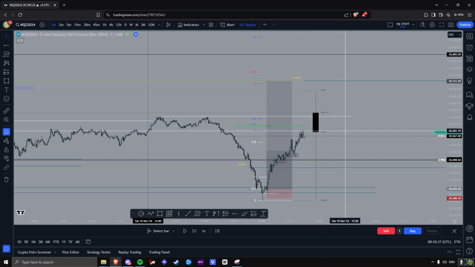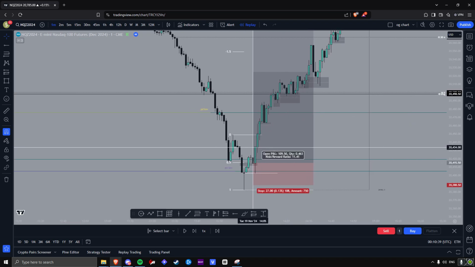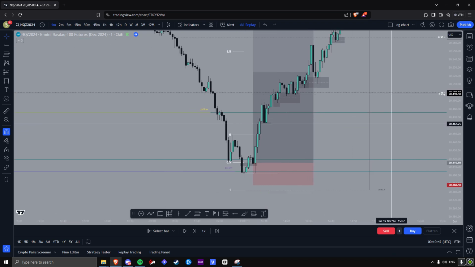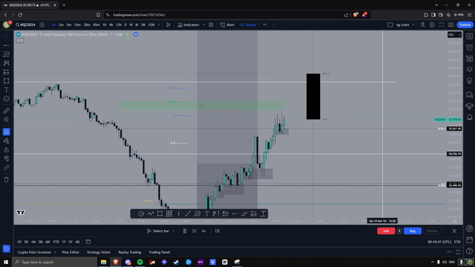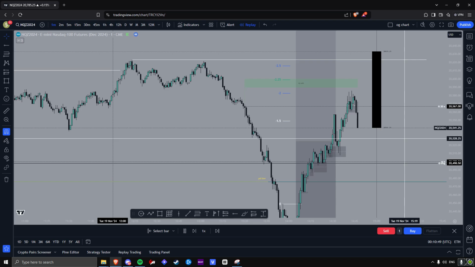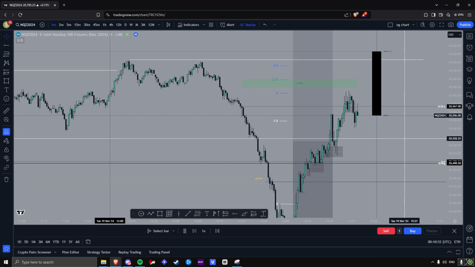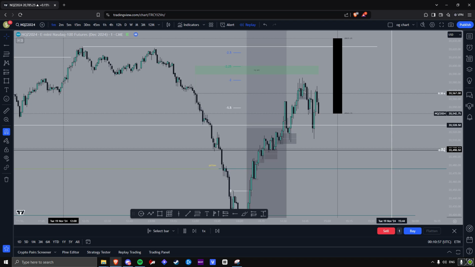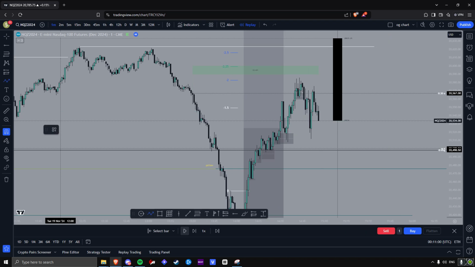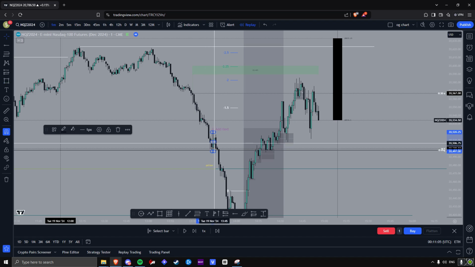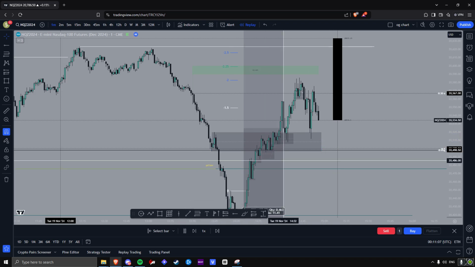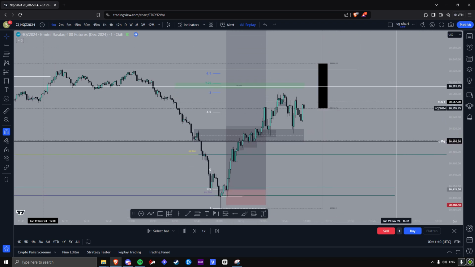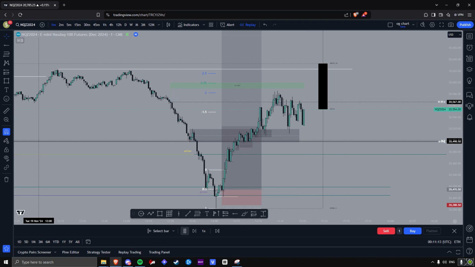If you do end up missing the move, as you can see, there's no need to FOMO, right? There are plenty of opportunities in the market for you to be getting involved. So we can see that price is pushed down over here, and then we've rebalanced this entire order block over here that was completely disrespected. So now we'd like to see higher price.